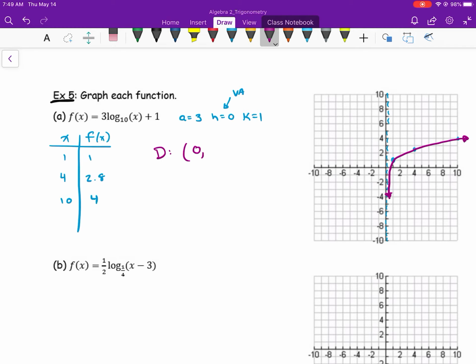Domain is from your vertical asymptote, which is still 0, and goes to the right, positive infinity. Range, always the same, negative infinity, positive infinity.